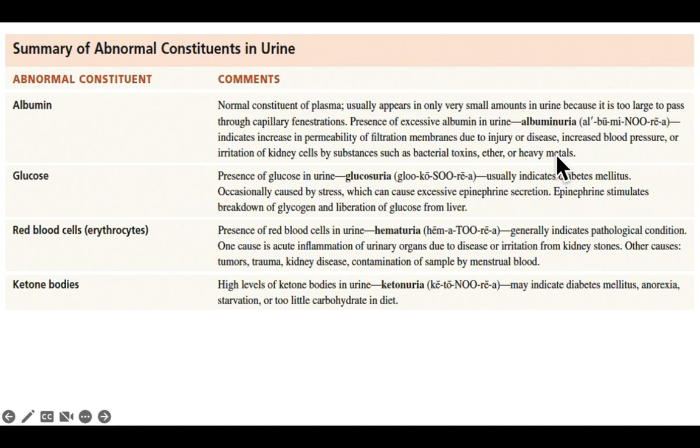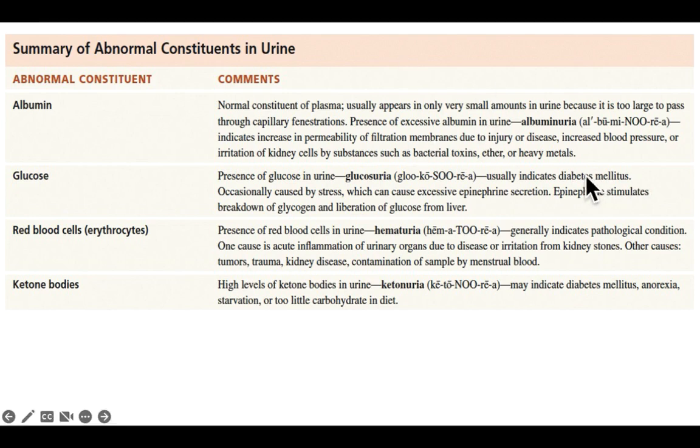But I want you to know, A, albumin should not be in urine. B, why? And the answer is it's too big. It should have never gotten filtered out of the blood in the first place. Glucose shouldn't be in urine, but for a different reason. Glucose does get filtered, but it should get completely reabsorbed. So glucose should not be in urine.